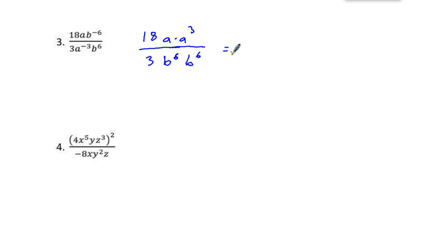At this point, we'll simplify by taking 18 divided by 3 and getting 6. A to the first times a cubed. We add those exponents and get a to the fourth. That's going to be divided by b to the 6th times b to the 6th, which is b to the 12th.